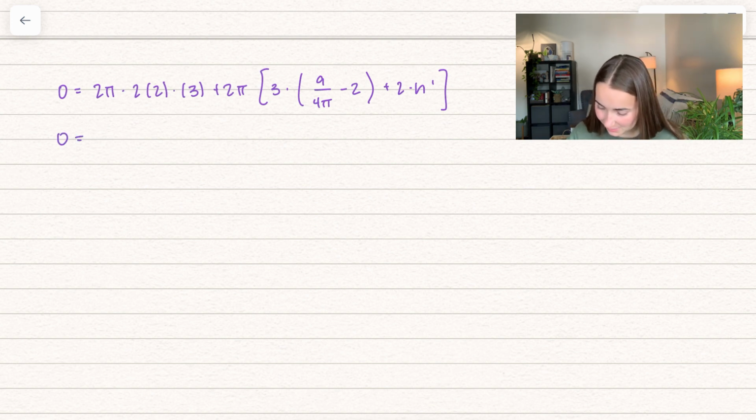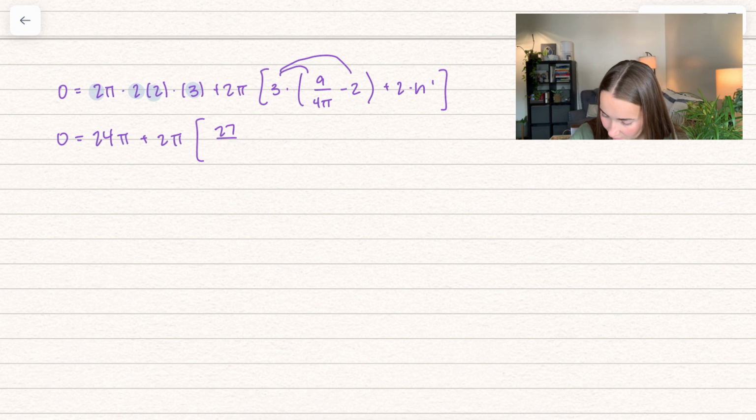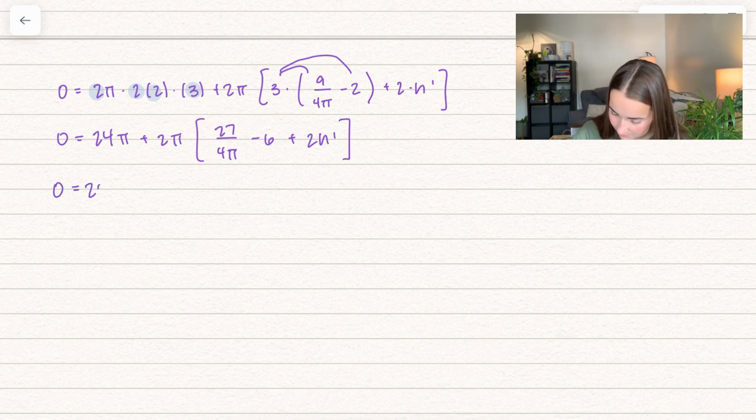So I get 0 is equal to, and let's start right here. So 2 times 2 is 4, times 2 is 8, and then times 3 is 24. So here I get 24 pi. Okay, and then I get plus 2 pi, and let's go ahead and multiply some of this inside. If I distribute the 3 through, I get 27 over 4 pi, and then minus 6, so 2h prime.